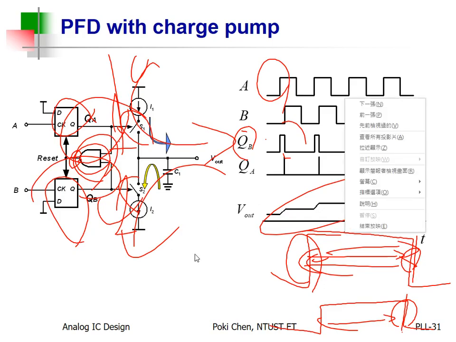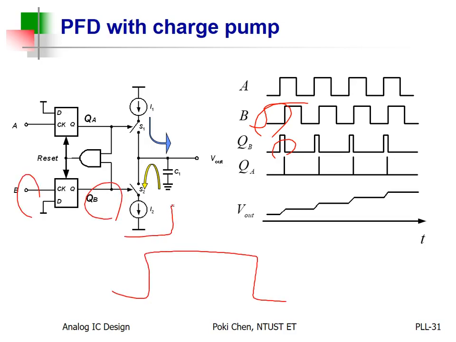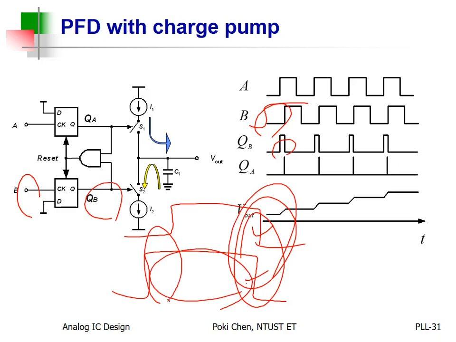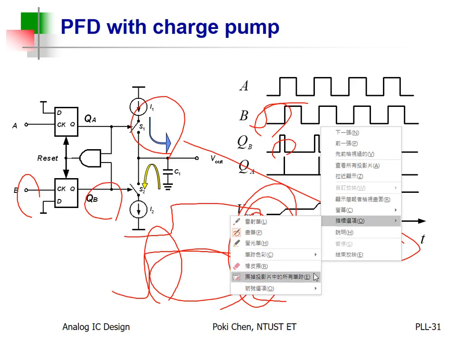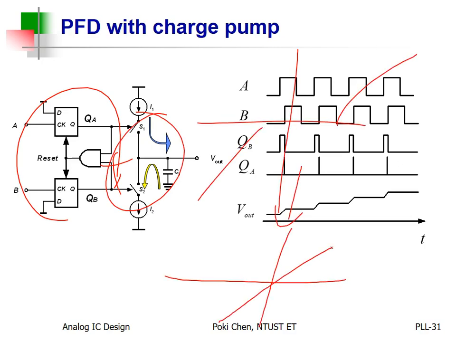On the contrary, if B arrives earlier, then QB will become this, and this is for QA. They will be reset at the same time. So QB is still discharging, longer than charging. So the output will be decreased. It means not that long anymore. We can successfully, I mean, PFD plus charge pump, make it like this.